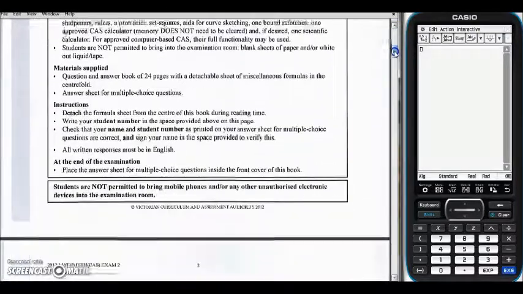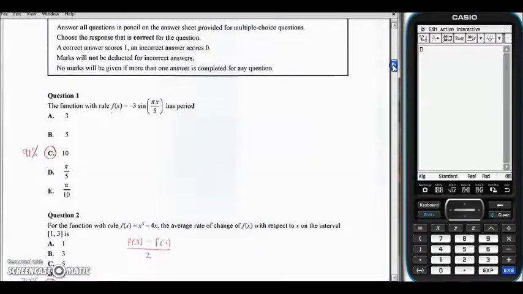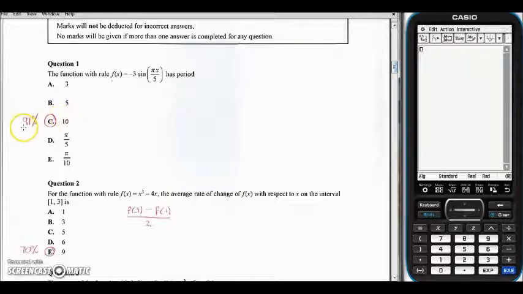Question 1. Really easy. You would not want to be one of the 9% that got this wrong. The function with this rule, what's the period? So the rule for the period is 2 pi on n, so 2 pi on 5, so that's 10.